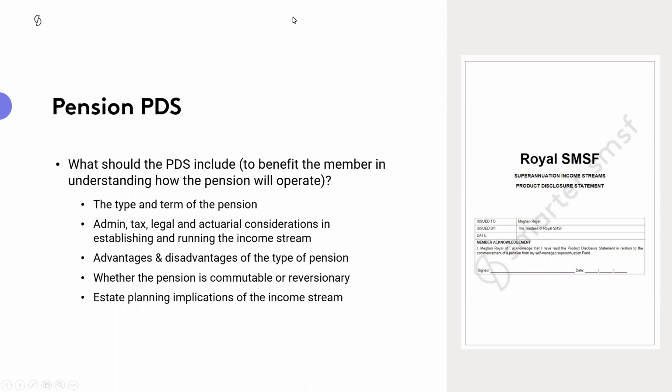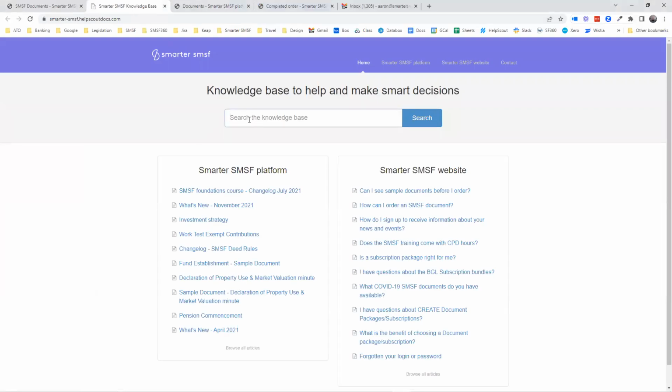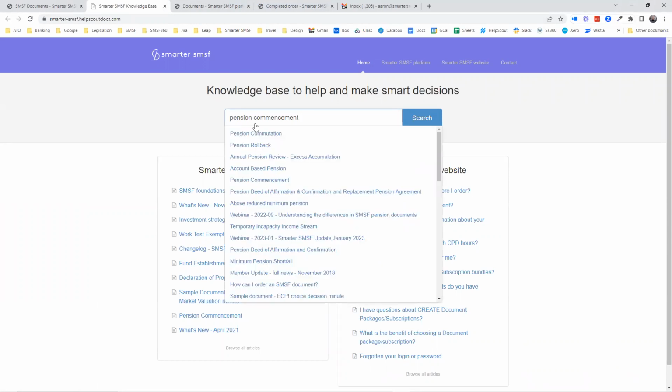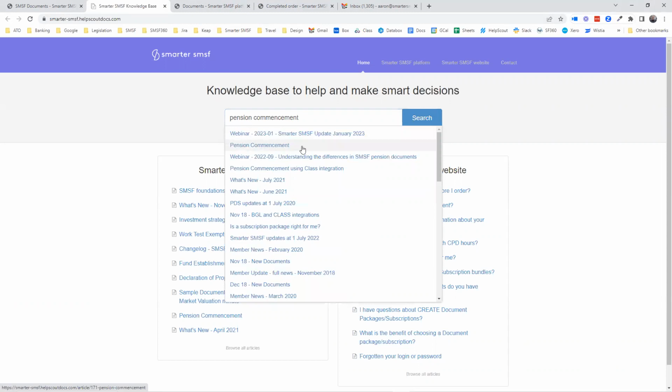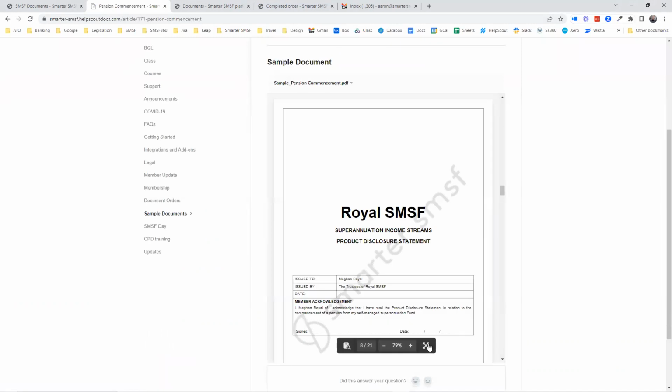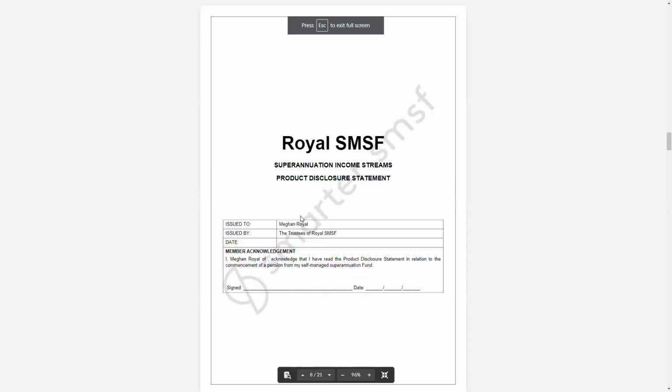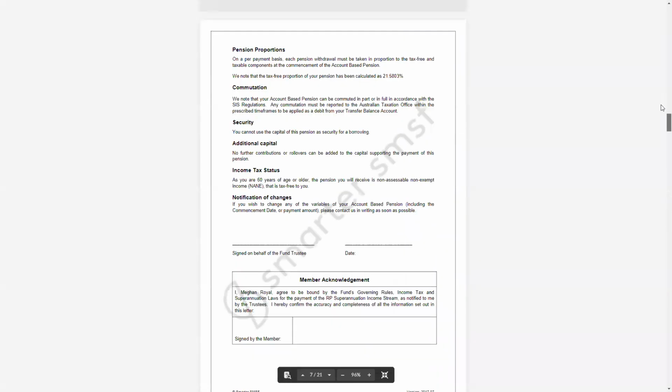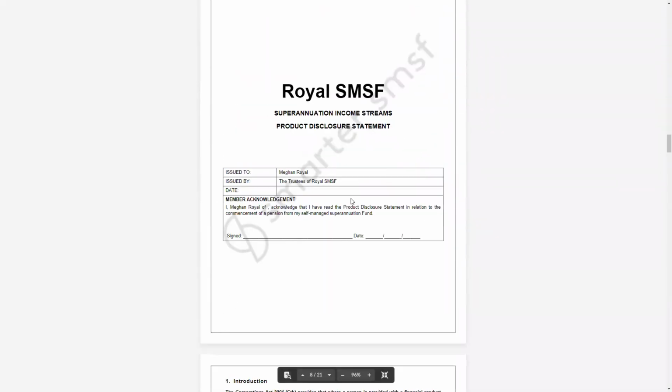So let's maybe at this point jump across and have a quick look at some of that documentation. I wasn't going to do it now, but now is better than any time. So in our knowledge base, you can go in and you can simply search for pension commencement. And then in here, if you click on that, you'll be able to see the sample document. And in this here, we have our product disclosure statement behind our other documentation that we had above, and I'll talk about that a little bit later.